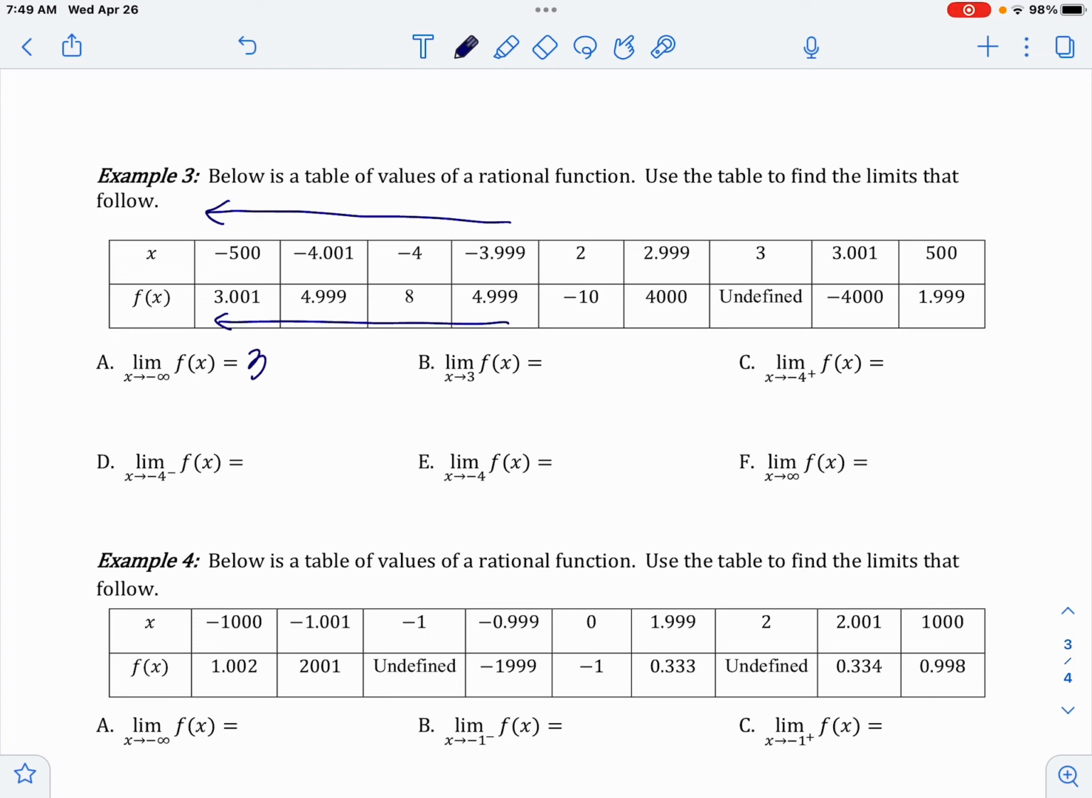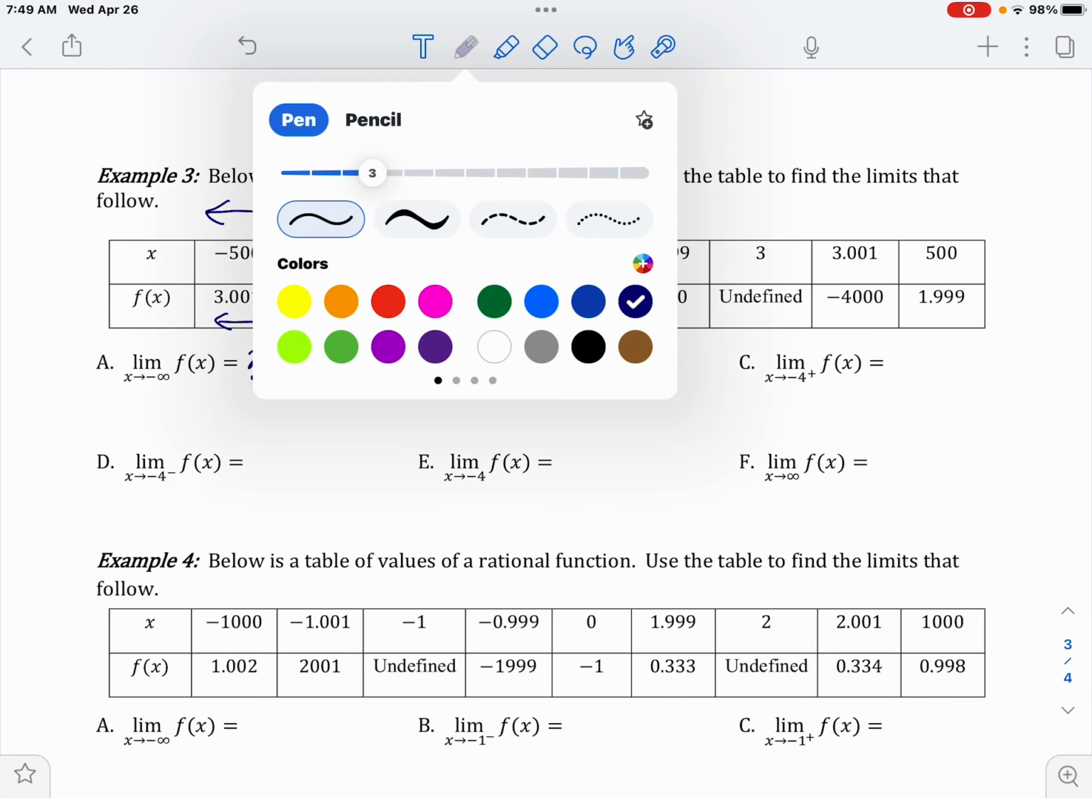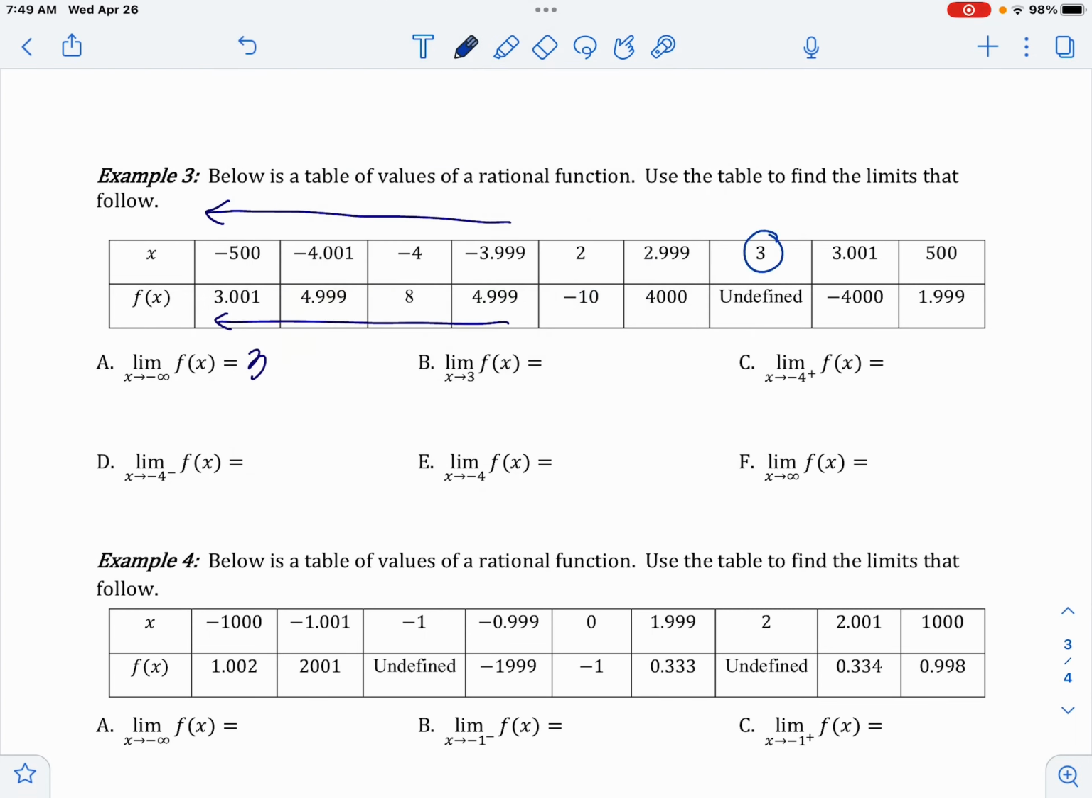B, the limit as x approaches 3. So I'm going to look at the x value of 3. I'm going to approach 3 from the left. So I can see it's going negative 10, 4,000. This way from the right, 1.9, negative 4,000. So it's going to a very big number, a very small number. So it's going like this, and then it's undefined here.